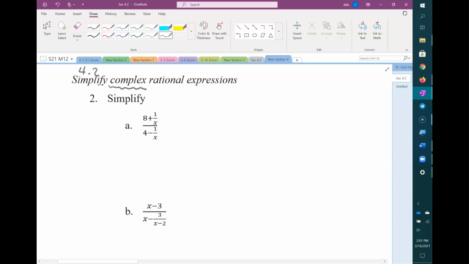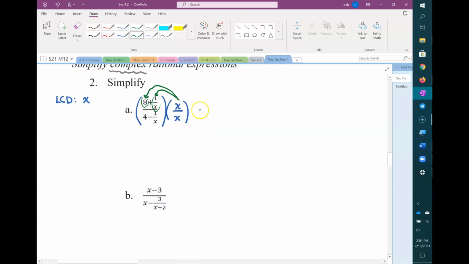And there's 2 very different ways, so I'll show you both ways. So the first way is to look for the LCD of every fraction in the fraction. So the only denominators I even see are x's. So that's my LCD. So then I would multiply what I'm starting with by x over x, the LCD over the LCD. Now the left-hand fraction has 2 terms in that numerator, so I need to distribute the x to each of the 2 terms.